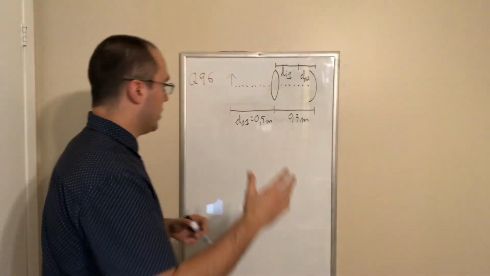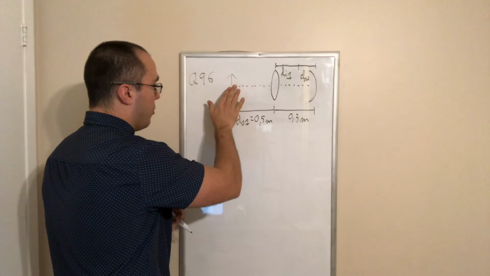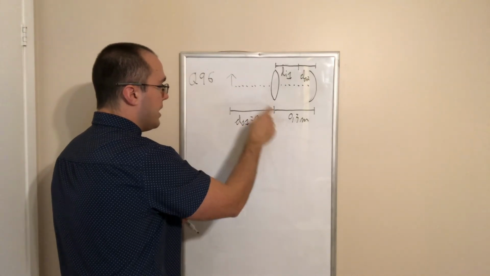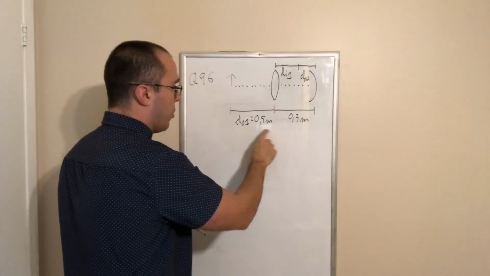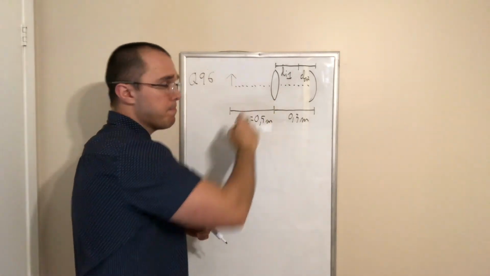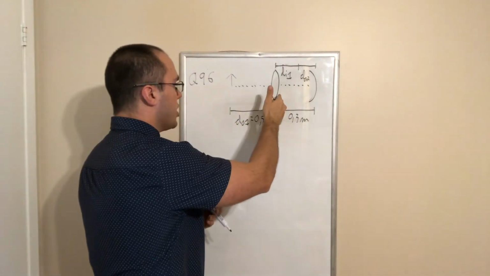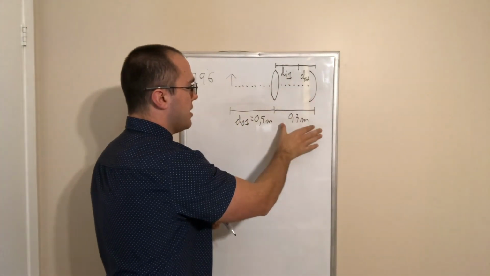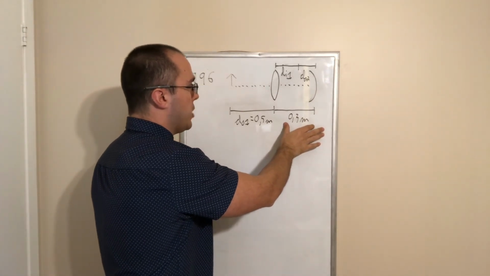So the diagram looks like this. We have our light bulb represented by an arrow over here. It is 50 cm or 0.5 meter from the converging lens. And the converging lens and the spherical mirror have a distance of 0.3 meter between them.